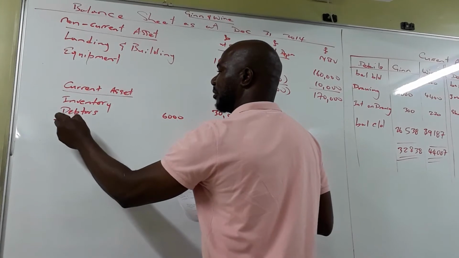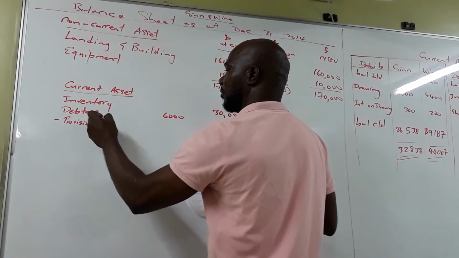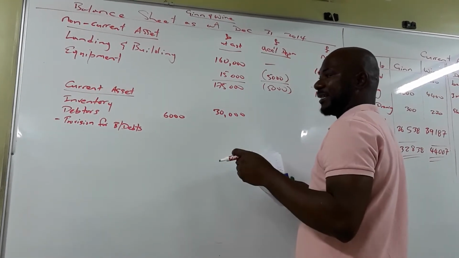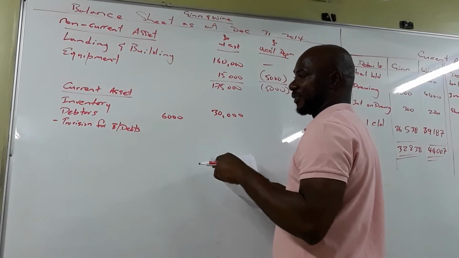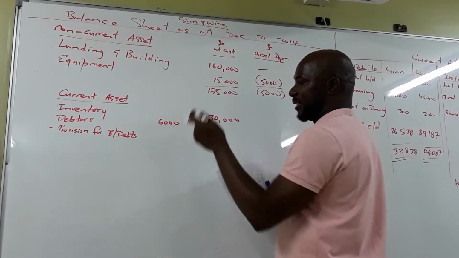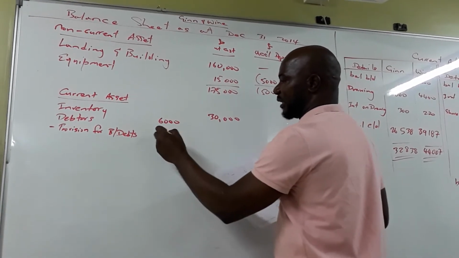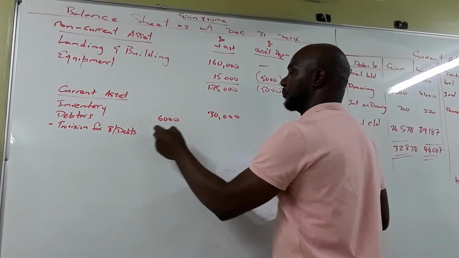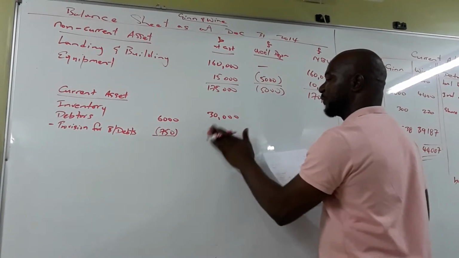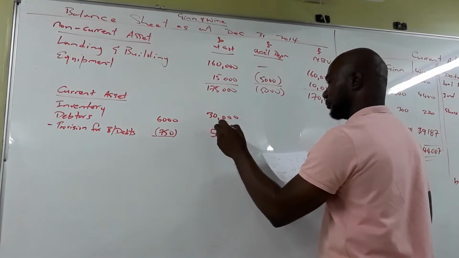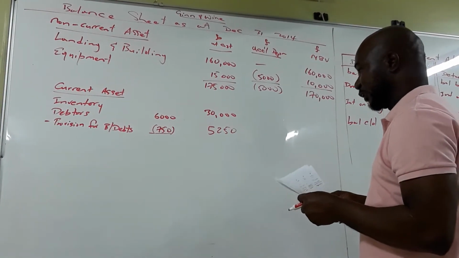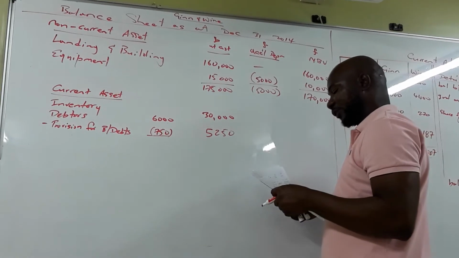So you're going to minus the provision for bad debts. Right? Now provision for bad debts, remember that provision for bad debts had increased. So it was 700 before and it was increased by what? 50. So the total amount goes to your balance sheet. Right? So it was 700 plus a 50 give you a total of what? 750. So 750 from the 6,000 give us what? 5,250. Alright? 5,250.